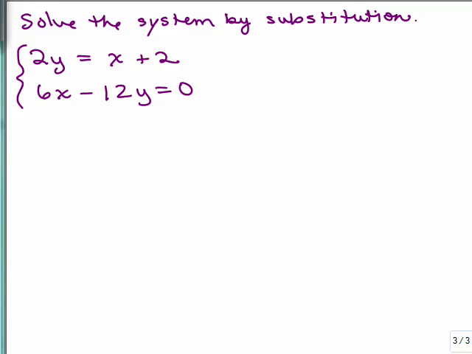Third example. Solve the system by substitution. 2y equals x plus 2 and 6x minus 12y equals 0. Alright, now in all of these, there's only one place where you have a variable with a coefficient of 1, and that's in the top equation. So let's go ahead and solve that one for x.